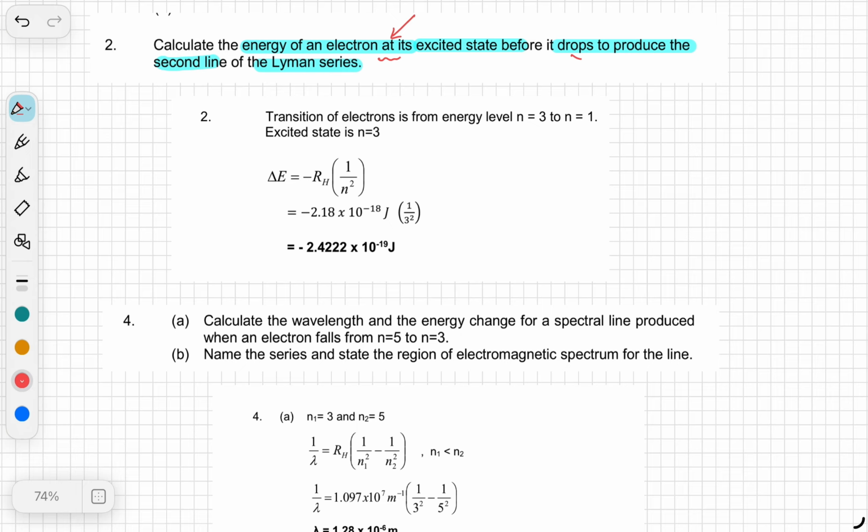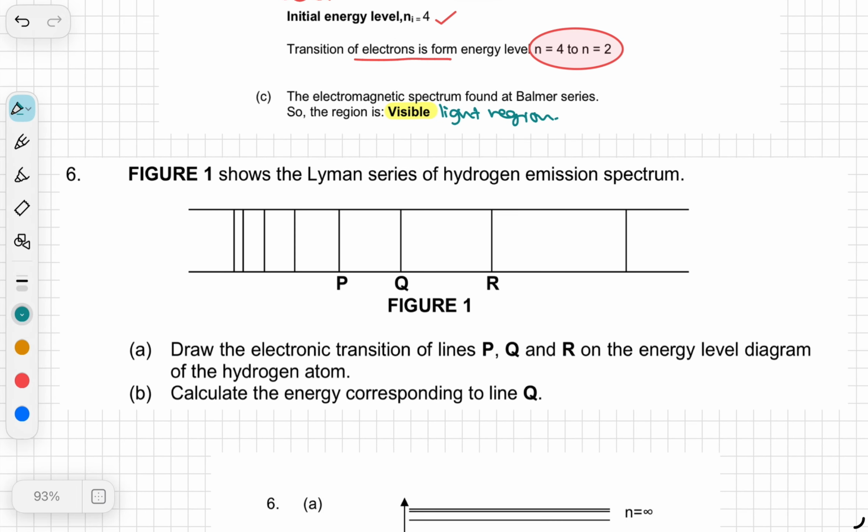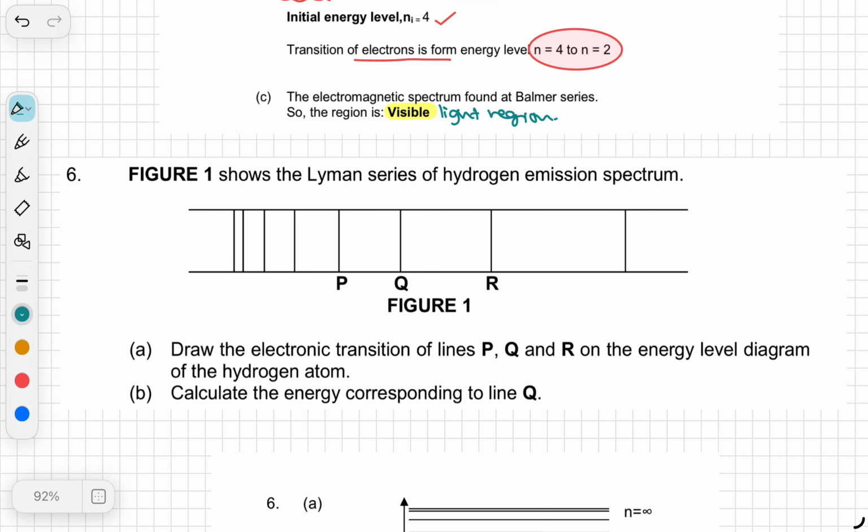All right, the final question for this video is converting an emission line spectrum into an energy level diagram. We have done this practice in class. So a quick recap, this would be our first line, this would be our second line, third line, and fourth line. Since this is the Lyman series, all transitions will end up in n final equals 1.